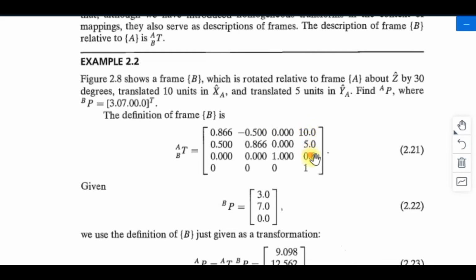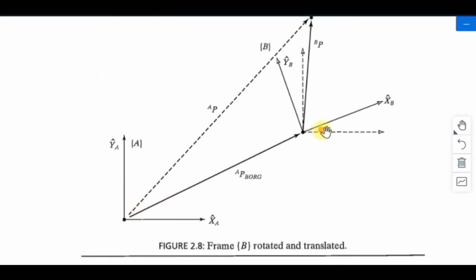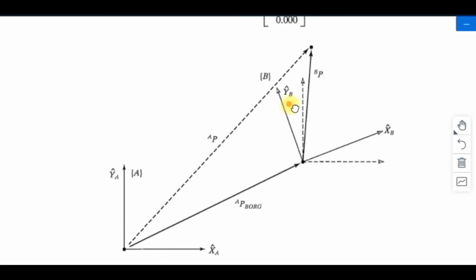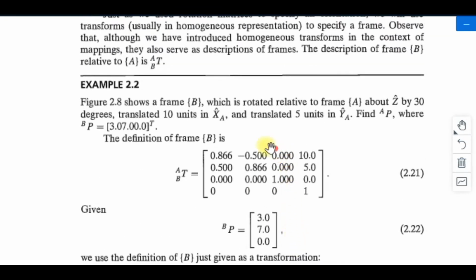This is the translation vector, a translation part. So this translation part is for X, Y and Z. Here it mentions that it is translated 10 units in X and translated 5 units in Y. It means the origin is translated 10 units and 5 units, and there is no translation in the Z direction, so it is 0.